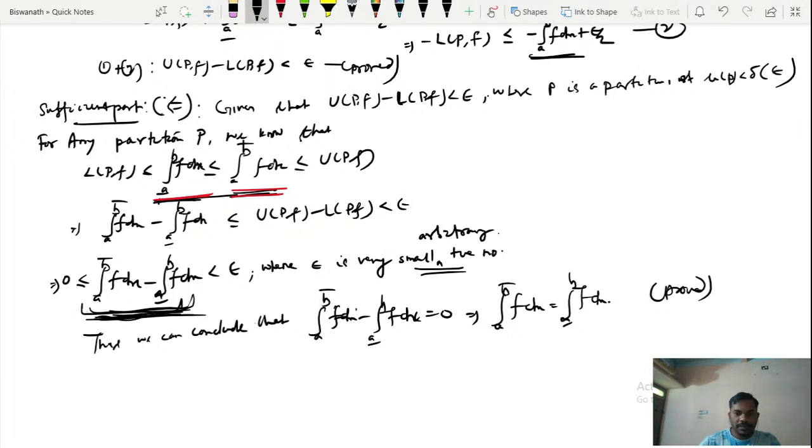Thus we can say f is integrable. Since the lower Darboux integral is equal to the upper Darboux integral, this implies f is integrable. It was the question: if U(P,f) minus L(P,f) is less than epsilon, then we show here that f is Riemann integrable. Similarly, this is proved.